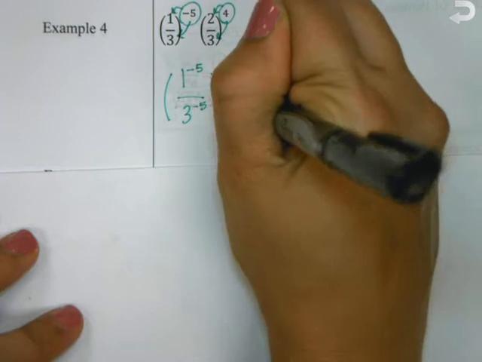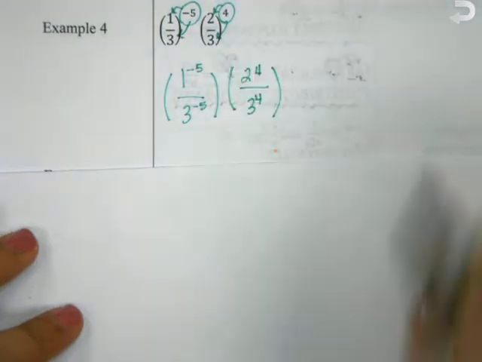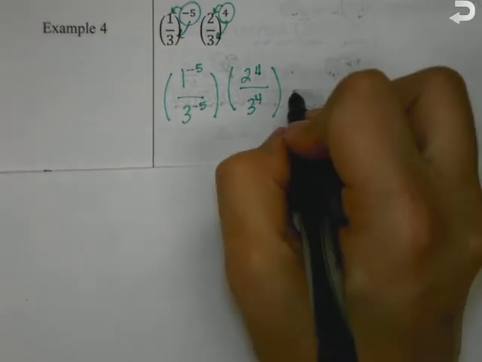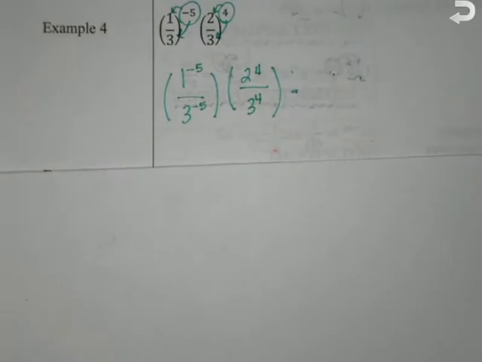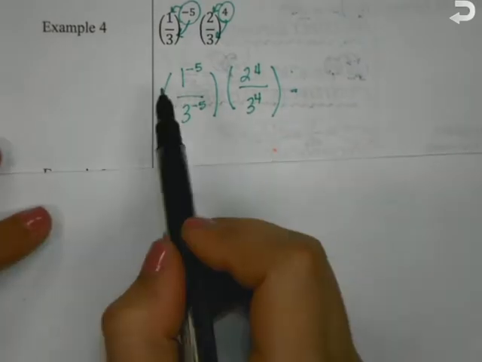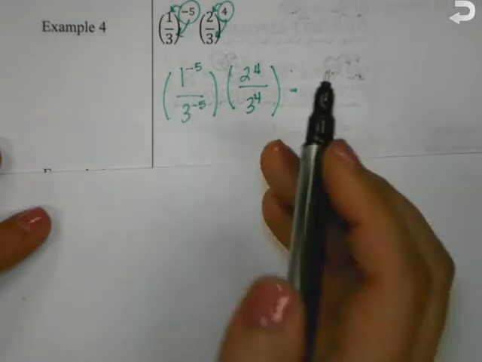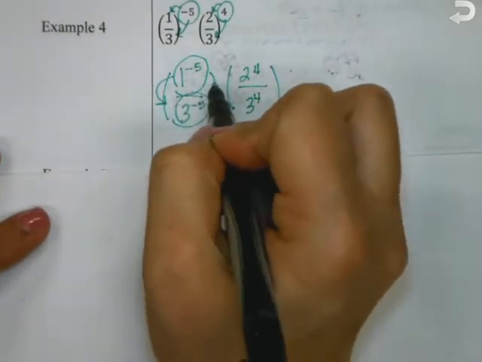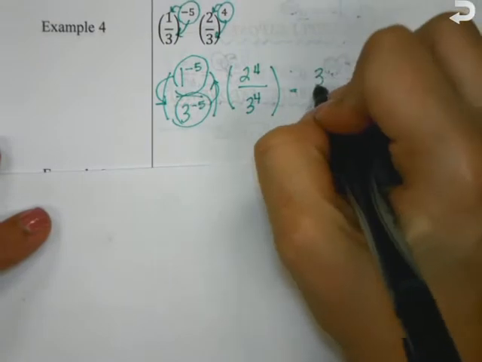Okay, so now let's worry about our negative exponents. So where do you guys see negatives? The 1 and the 3. So basically this 1 goes down and the 3 comes up. So this is going to become 3 to the 5th over 1 to the 5th times 2 to the 4th over 3 to the 4th.